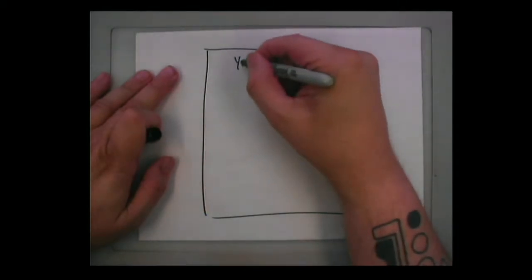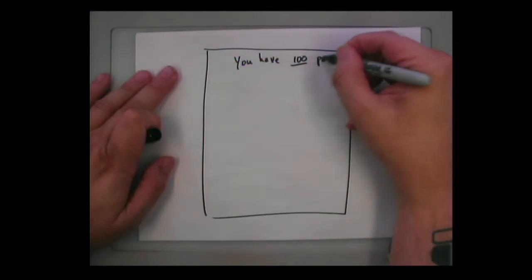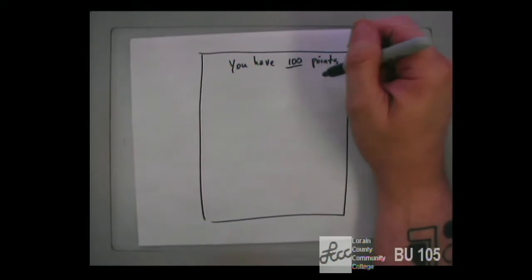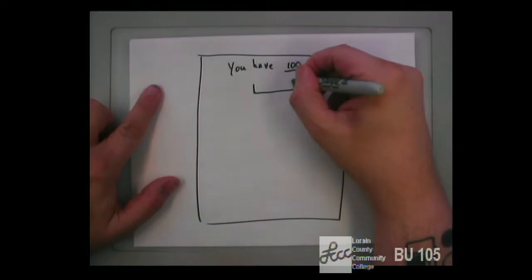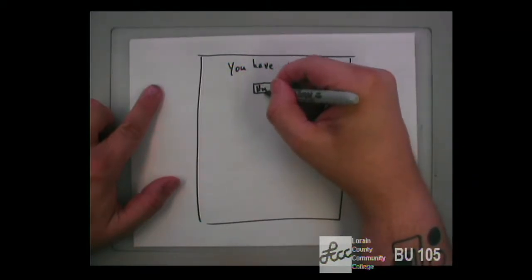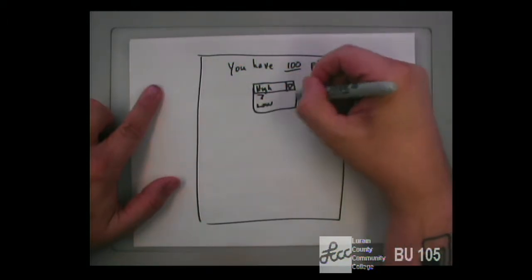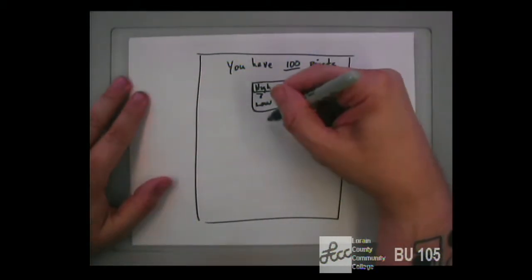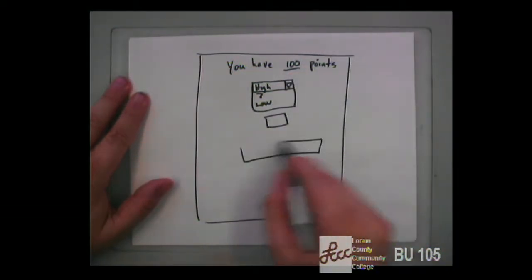So you have 100 points. And every time you play it, it's going to go up or go down. All right? I'm then going to have a drop down for high, 7, and low, where the user picks what they want. All right? I'll have a button. Then I'll have a message that says if you win or not.